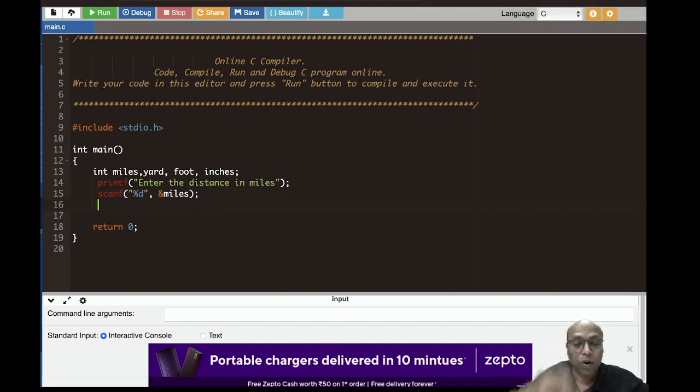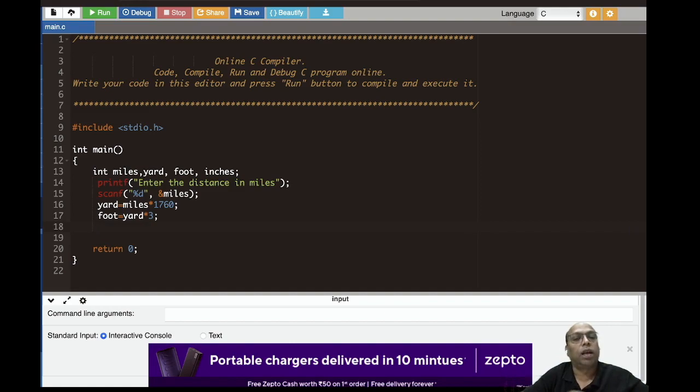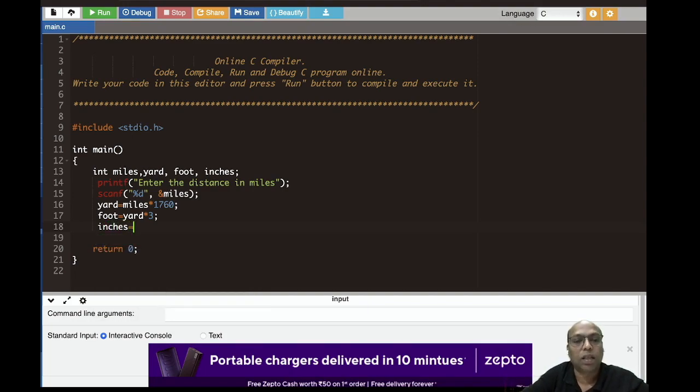Now, what I want to convert, I want to convert into yard. Yard is equal to, what we said was 1760 into miles. What is the foot? Foot is equal to yard into 3. Next we have inches. Inches is equal to, I can say here in this case, foot into 12.